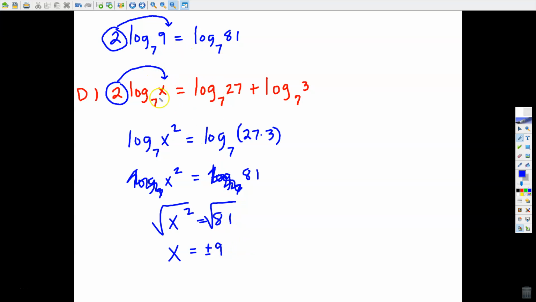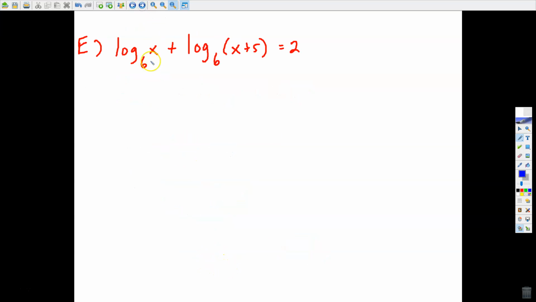So the positive works. But if I try the negative, I'm trying to do log base 7 of a negative number. So you really have to go back to the original equation as it's given to you in your textbook. So even though I got two answers, only the positive one actually works in this case. But again, there'll be times when the negative does work. All right, let's try this one.